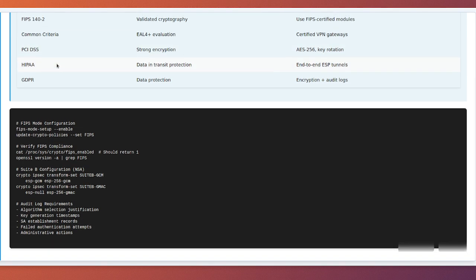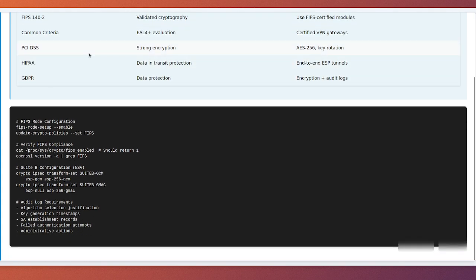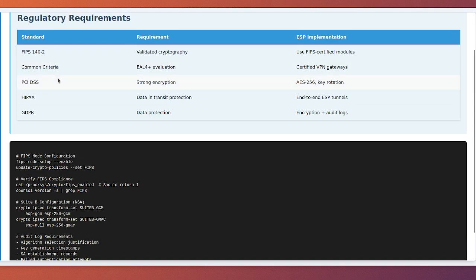For ESP, Suite B requires AES-128 or AES-256 in GCM mode, though CTR mode with separate authentication is acceptable in some contexts. Key exchange must use elliptic curve Diffie-Hellman with P-256 or P-384 curves. While Suite B is being phased out in favor of the commercial National Security Algorithm Suite, many systems still require Suite B compliance. Industry-specific regulations add additional requirements.